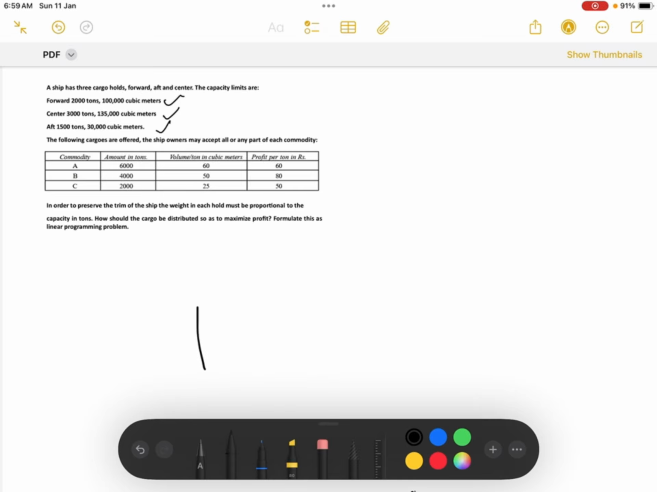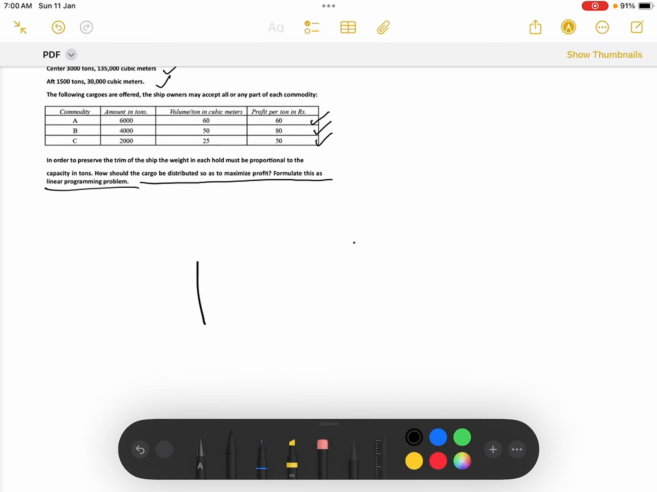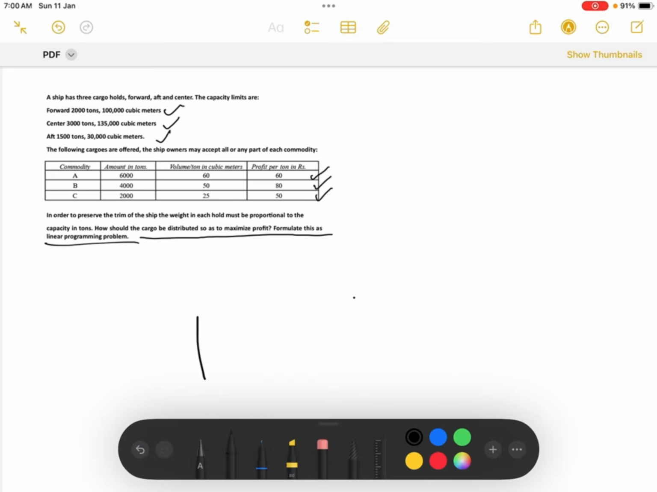So what we have to do is, profit is given for A, B, and C. The profit for A is 60, 80, and 50, as you all can see, so I won't be going ahead on that. How should the cargo be distributed so as to maximize profit? Formulate this as a linear programming problem. So again we have to formulate this problem. Let us consider the commodities A, B, and C. We take small a, b, and c as an assumption, let us take an amount of commodity A, B, and C.